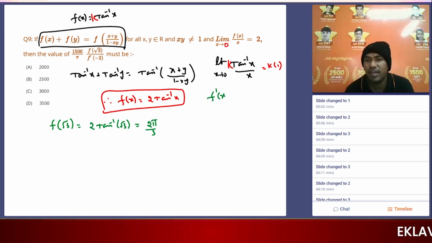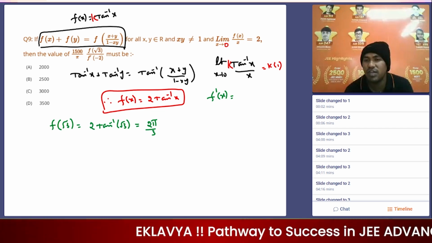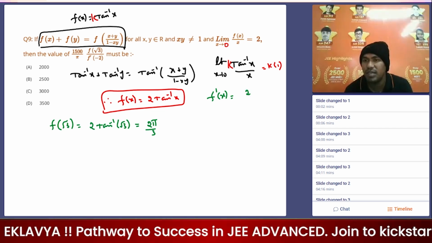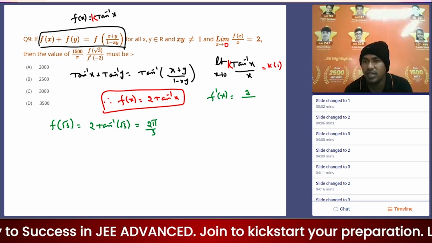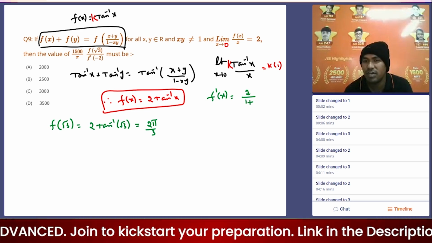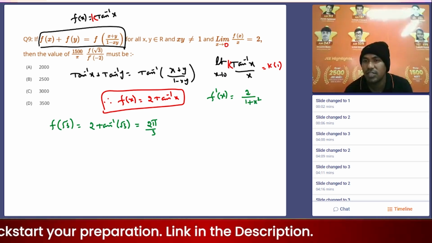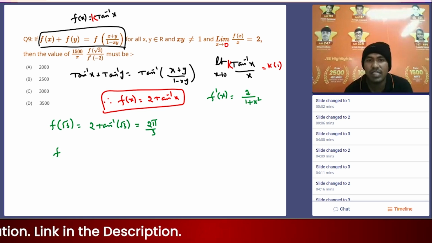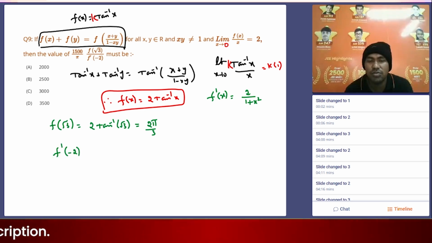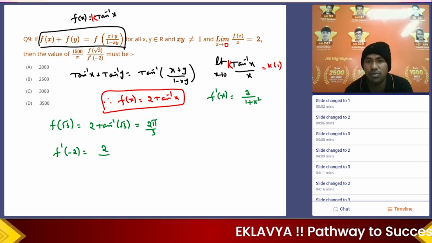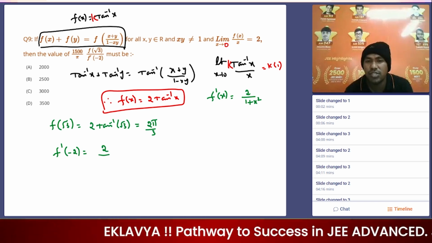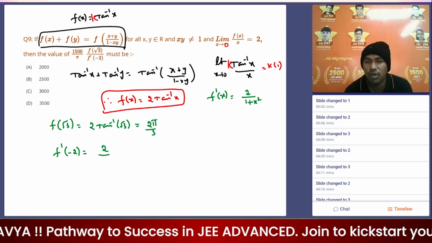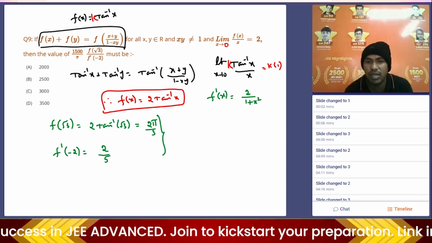And if you take f dash of x, the derivative they are asking, right? If you take derivative for this one, tan inverse x derivative will be, very good, 2 by, already 2 is there, tan inverse x derivative is 1 by 1 plus x square. And now which value they are asking? f dash of minus 2 they are asking. Now in place of x, if we substitute minus 2, it will become 2 by 1 plus (minus 2) whole square. That will become 4 only. 4 plus 1 will become 5. So it will become 2 by 5.